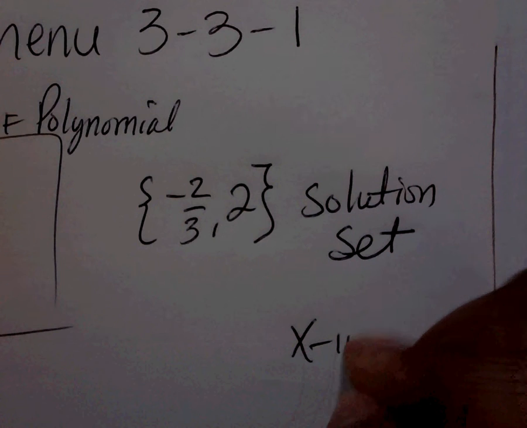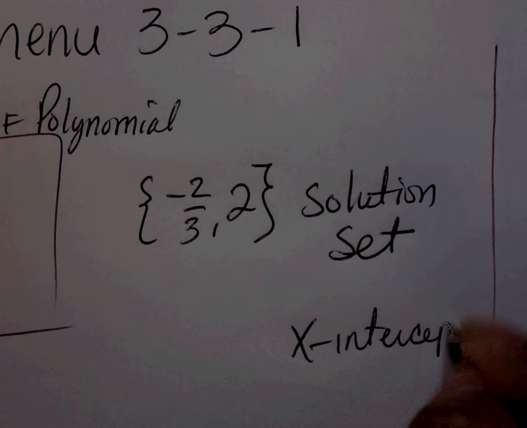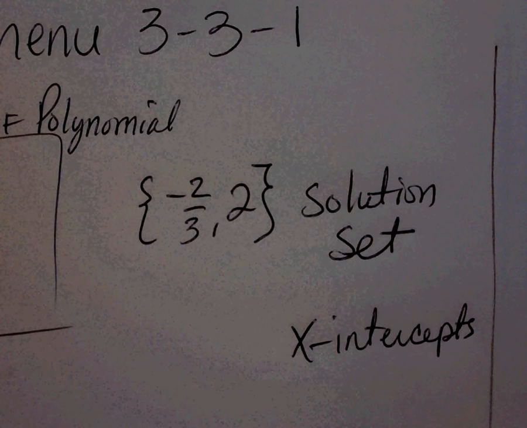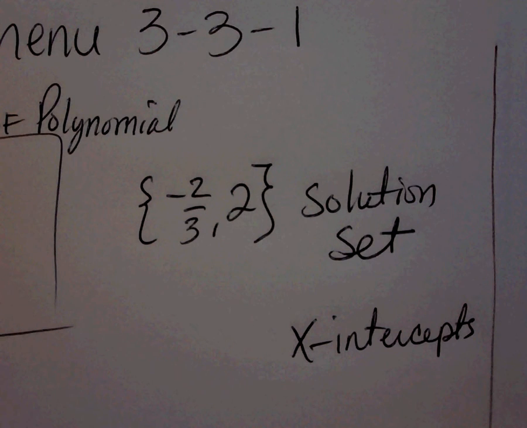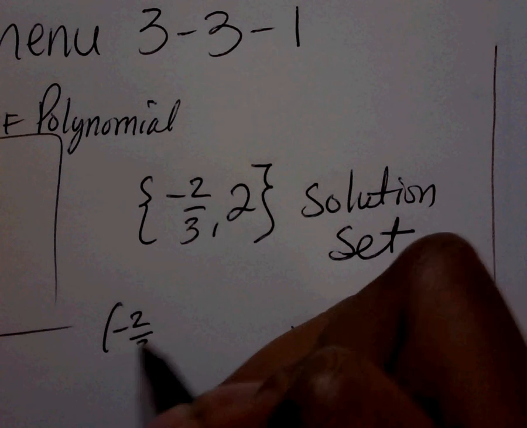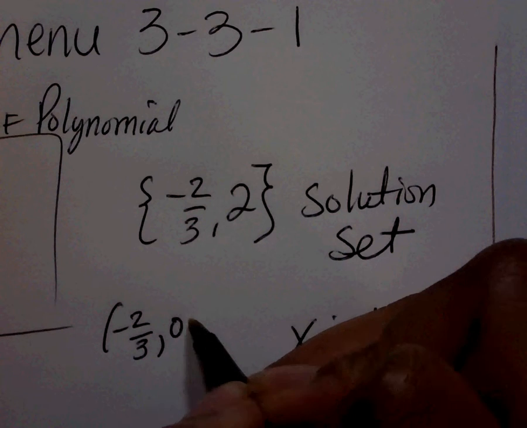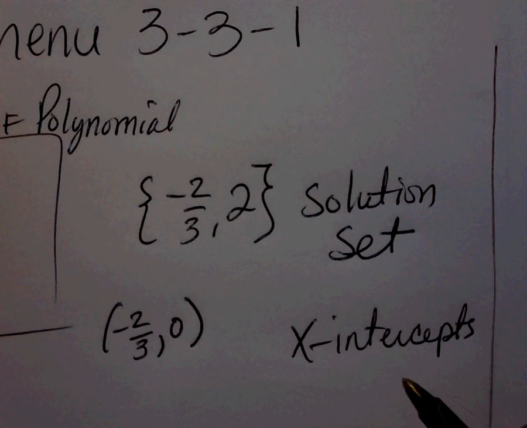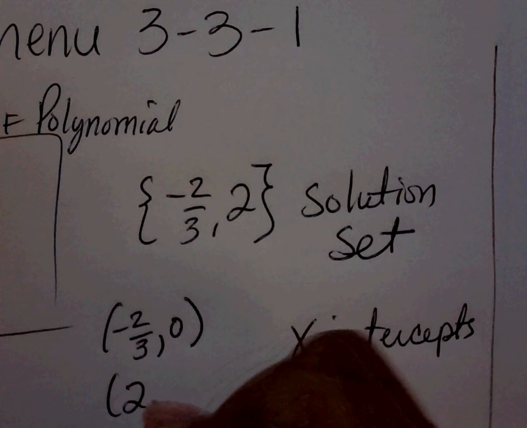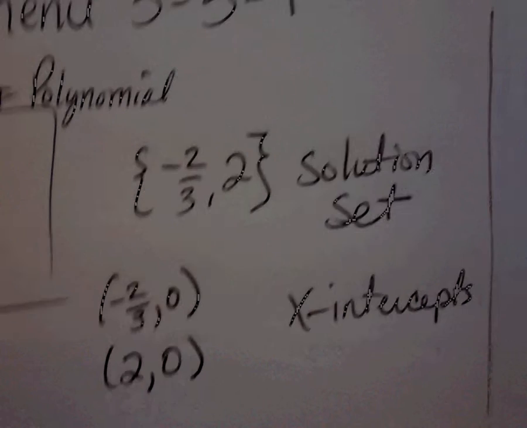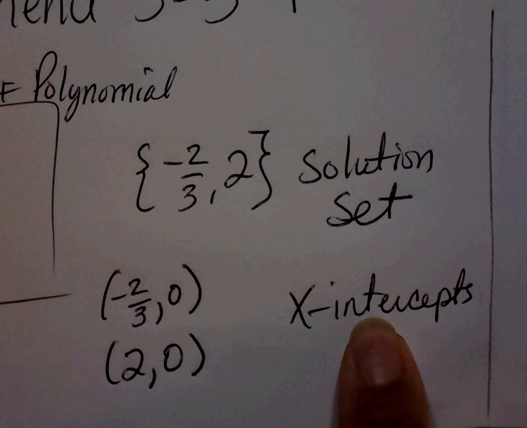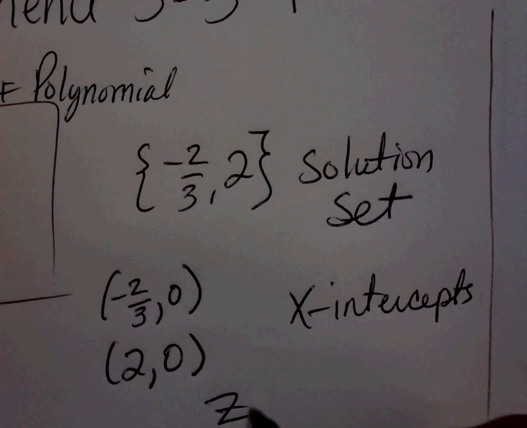The x-intercepts would be the same answers, which would be -2 thirds, comma 0, and 2, comma 0. Those are the x-intercepts, better known as the zeros.